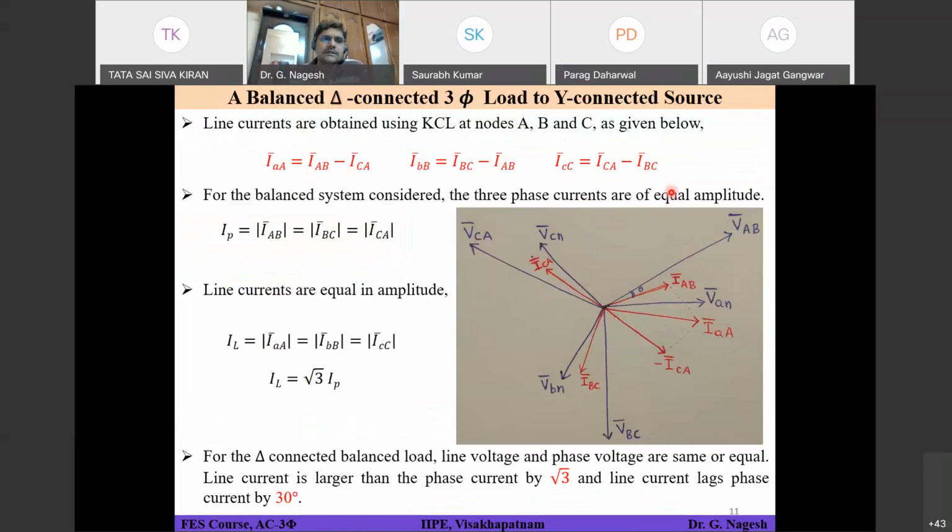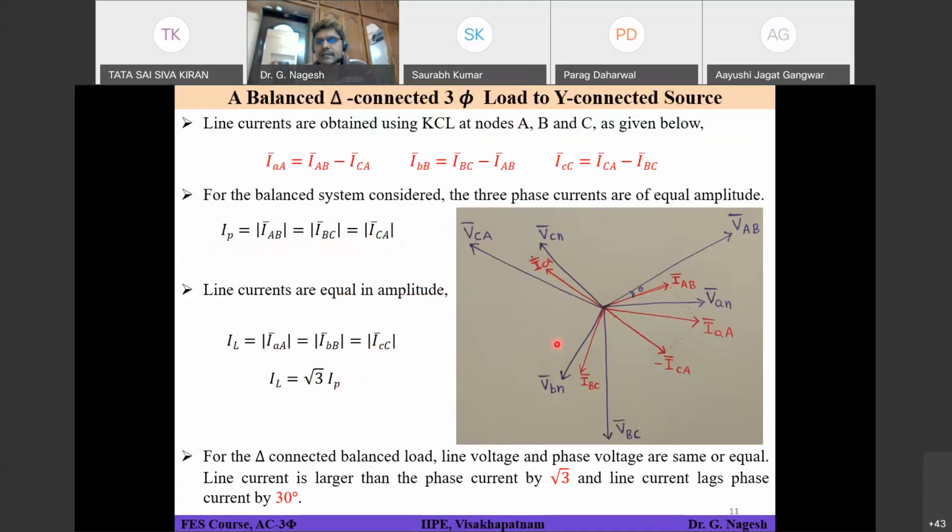So for a balanced system, consider the three phase currents are of equal amplitude. Always in a balanced system the currents are of equal amplitude and the voltages are also of equal amplitude. So the phase currents remain the same. Line currents are equal in amplitude. Phase currents are also equal in amplitude and line currents are also equal in amplitude. And line current will be √3 times that of phase current. How are you going to get that?